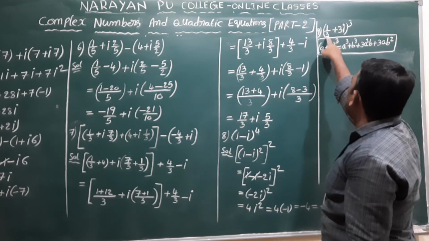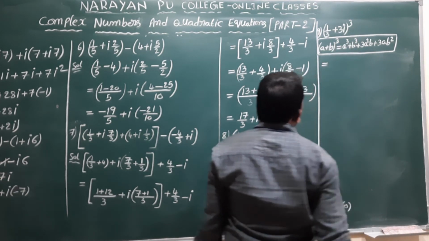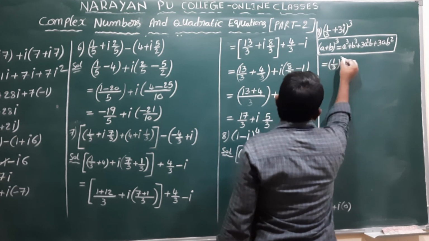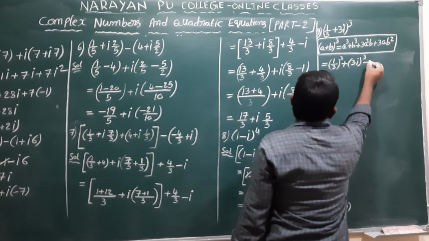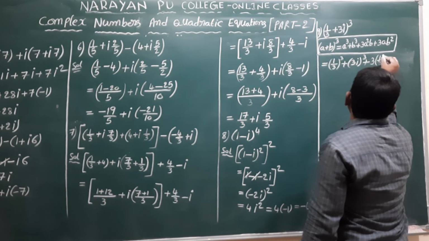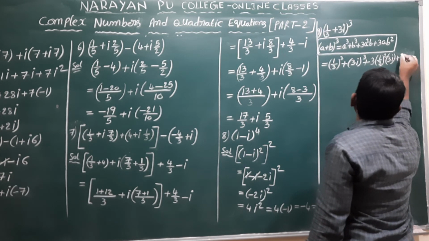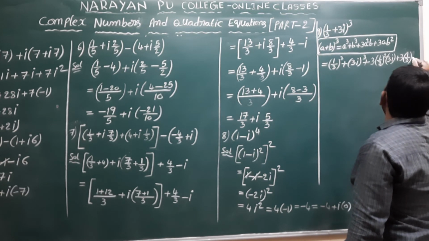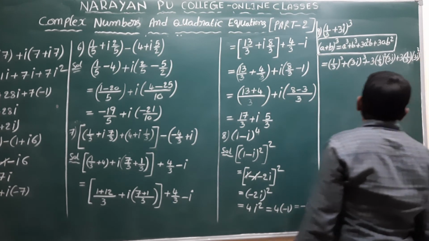Here a is 1 by 3, b value is 3i. So apply the a plus b whole cube formula directly. A cube, 1 by 3 whole cube, plus b cube, 3i whole cube, plus 3a square b, 3 into 1 by 3 whole square into 3i, plus 3 into a value 1 by 3 into b square, 3i whole square.